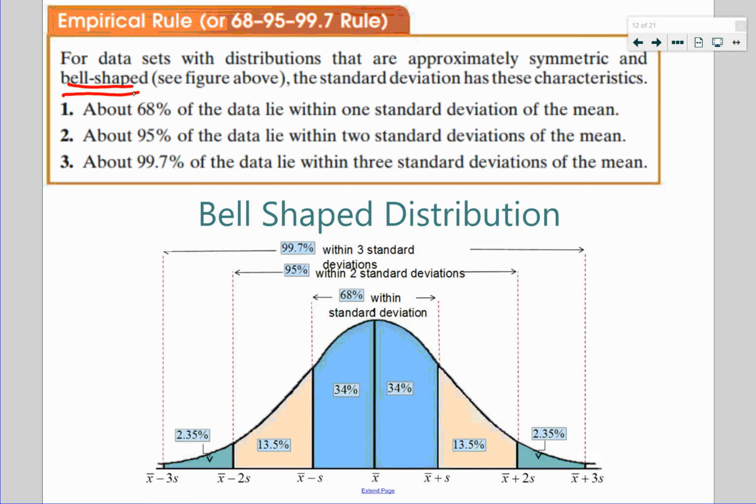It's not 100% of our data. There's another 0.3% that's beyond three standard deviations. But this accounts for the majority of our data. So in most cases, you are not dealing with standard deviations that are larger than 3 or smaller than -3 units from the mean. We say that a data value is unusual if it's more than 2 standard deviations from the mean. And that's the word our book uses, unusual.